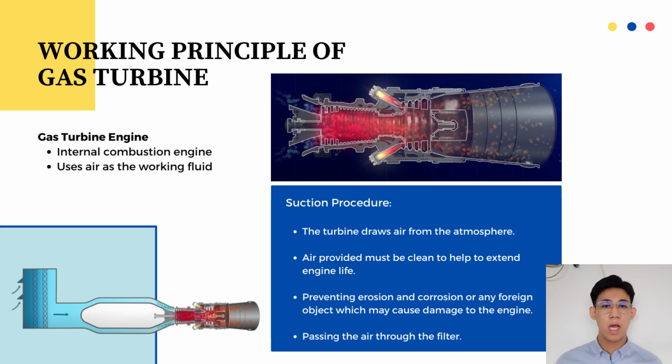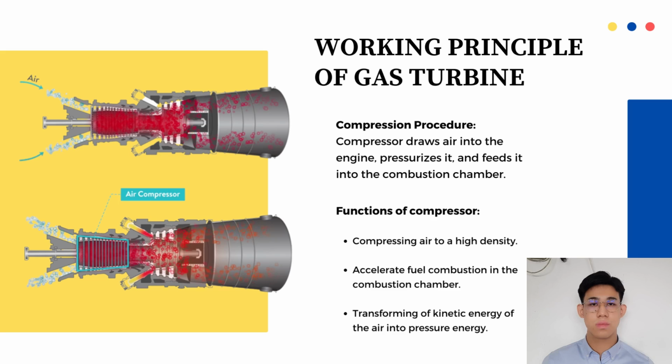At the beginning, a large amount of air is supplied to the gas turbine engine to provide the necessary power. The air supplied must be clean to help extend the engine life by preventing erosion or corrosion of the engine, or any foreign object that may cause damage to the engine. This is achieved by passing the air through a filter before the air enters the compression chamber of the gas turbine engine.